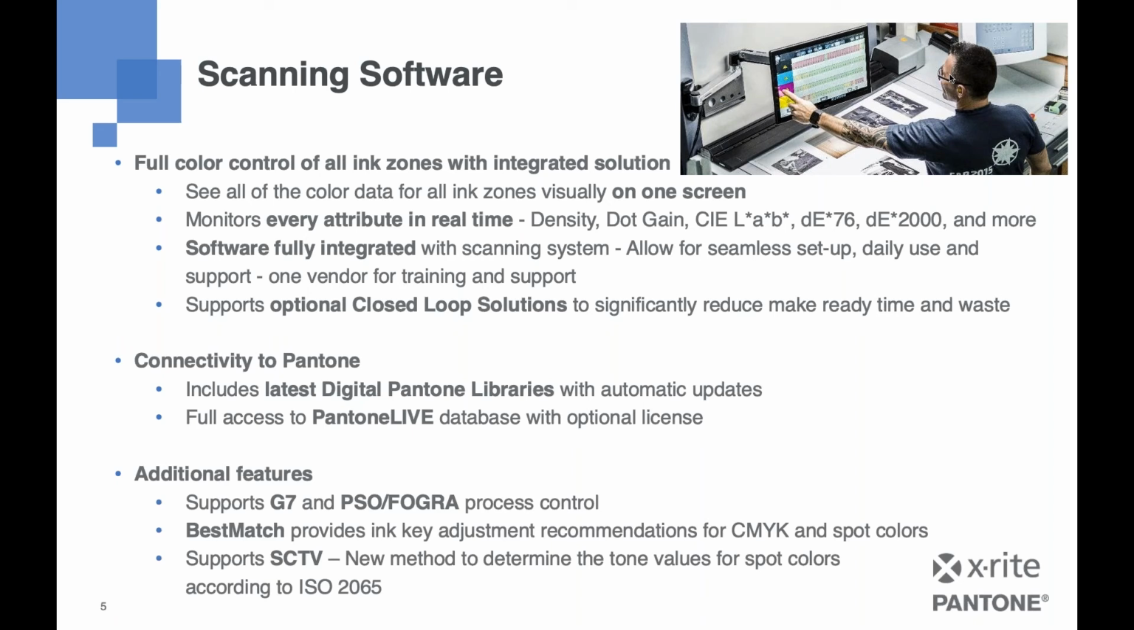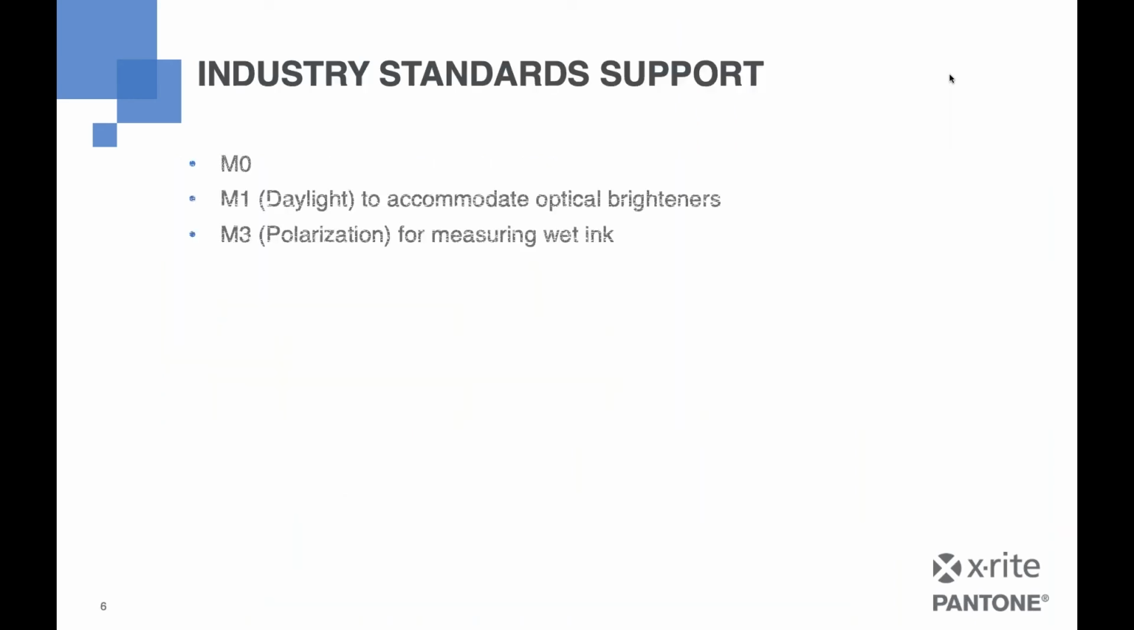Additional features you get with the software: it supports G7, but also PSO, so you can work against those target values. It provides best match functionality. I will speak later to that one, as this is probably one of the most important features of the software for the daily use at the press. And SCTV, which is a new method for determining the tone value for spot colors. This is also available with our software.